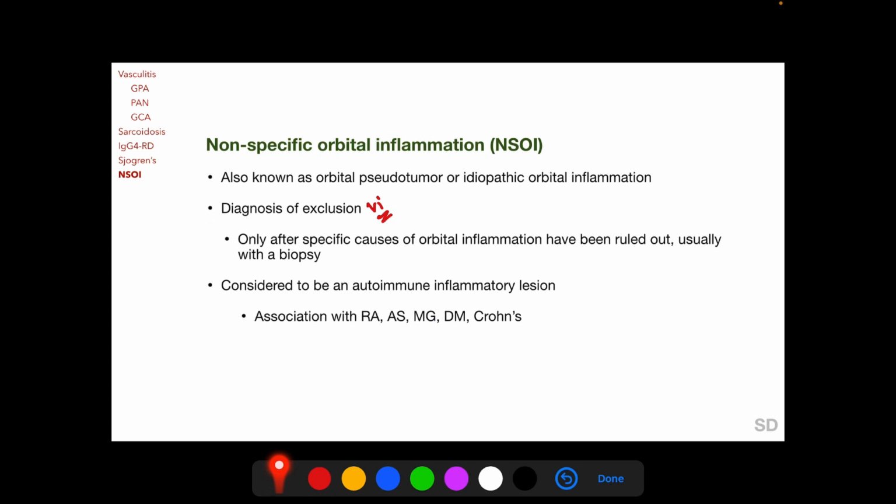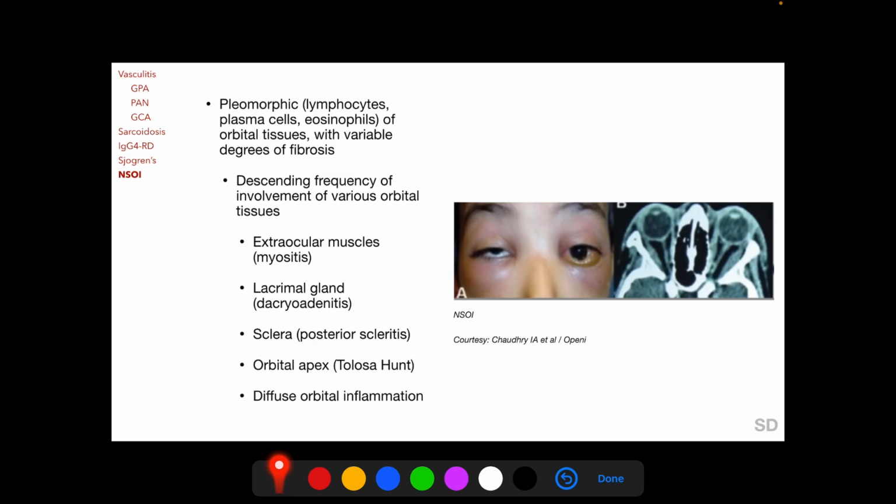NSOI is considered to be an autoimmune inflammatory lesion because of its association with systemic inflammatory disorders such as rheumatoid arthritis, ankylosing spondylitis, myasthenia gravis, diabetes mellitus, and Crohn's disease. In NSOI, there is infiltration of the orbital tissues with pleomorphic inflammatory cells, including lymphocytes, plasma cells, and eosinophils, with variable degrees of fibrosis. And there is a descending frequency of involvement of various orbital tissues.